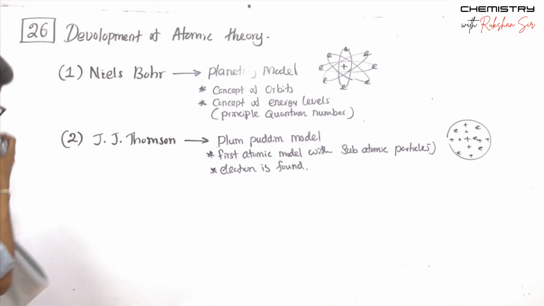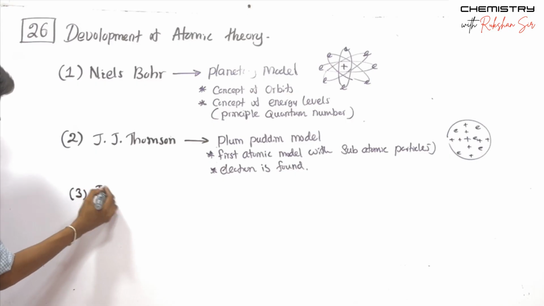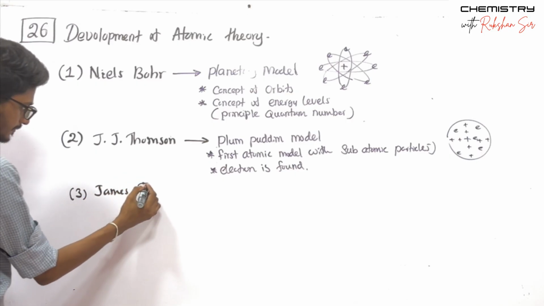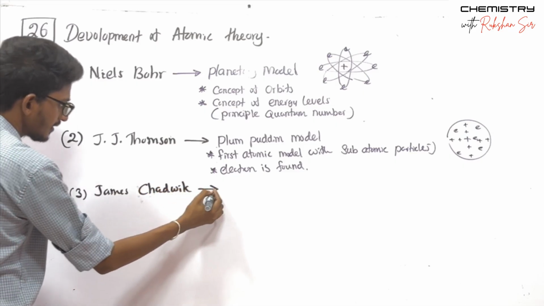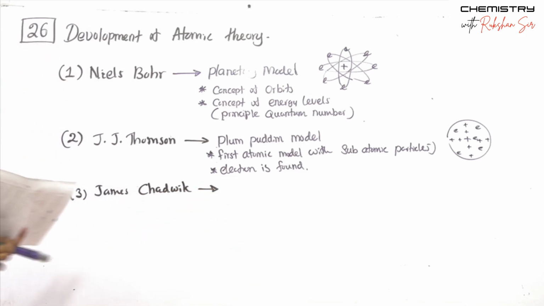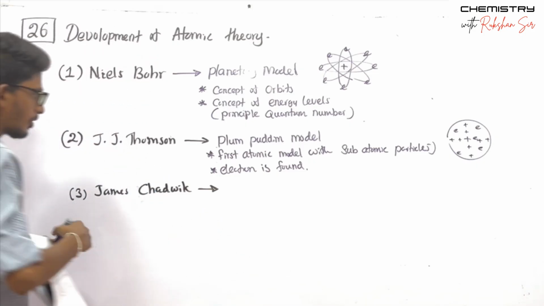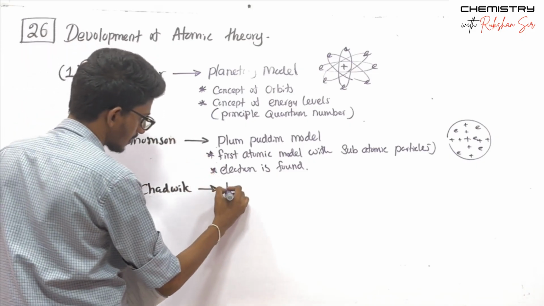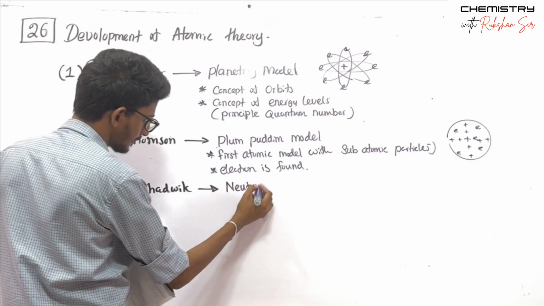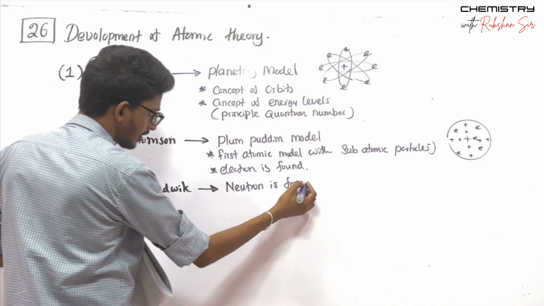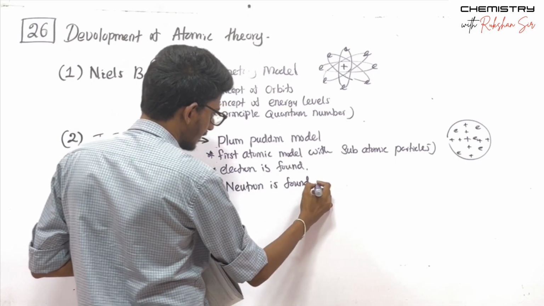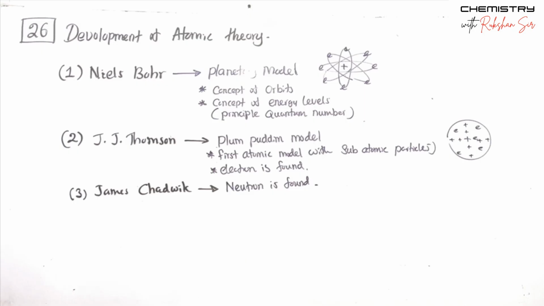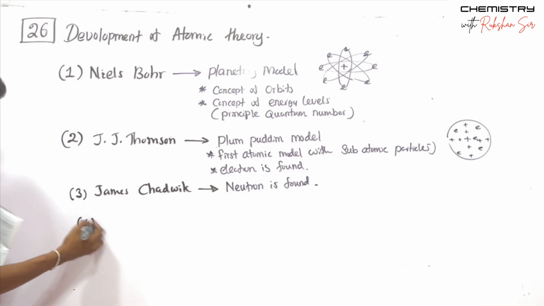Number 3, James Chadwick. He is the scientist who found the neutron. The neutron was found by Chadwick. Some contribution towards the atomic theory is there with Chadwick as well.